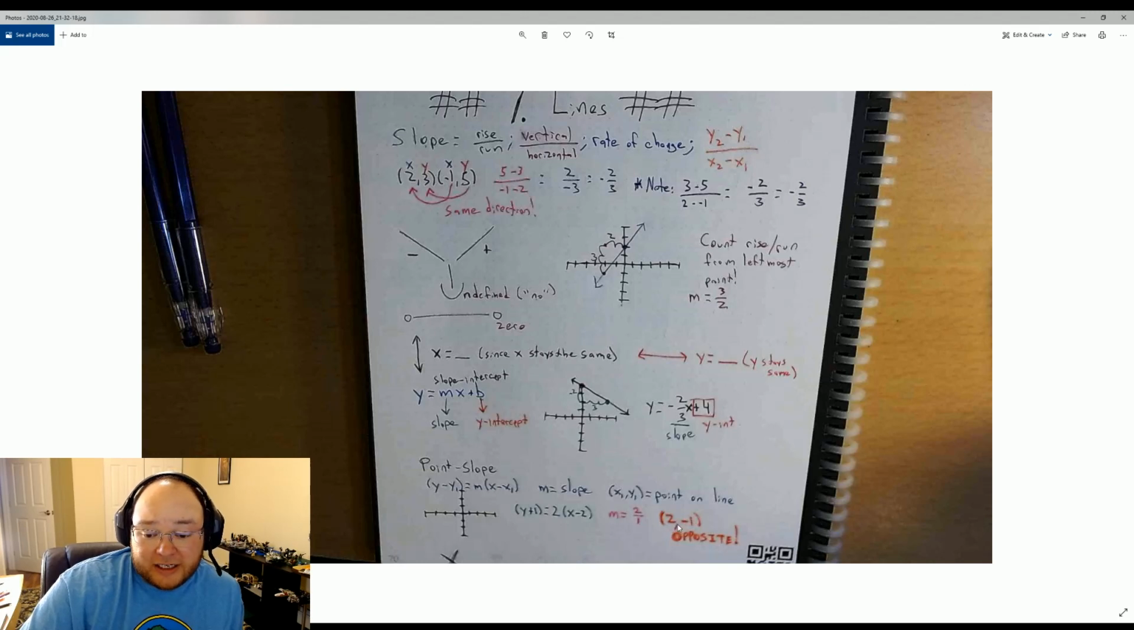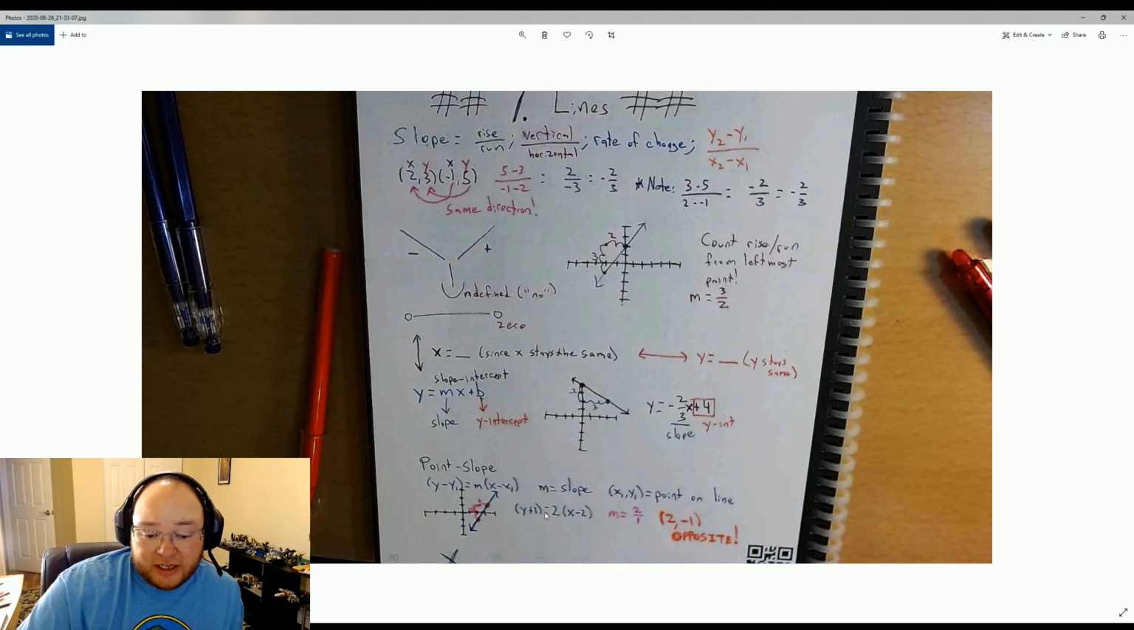Now all you got to do is graph that point (2, -1), which was here, and then use that slope, up 2 over 1, and draw your line. So graph the point, boom, use the slope to find the other point.